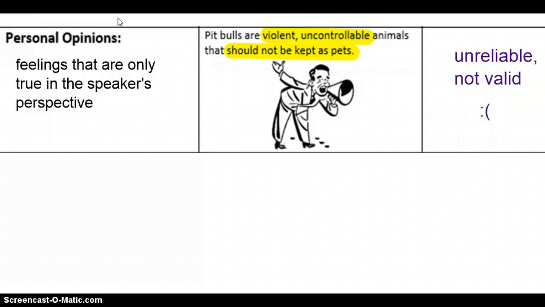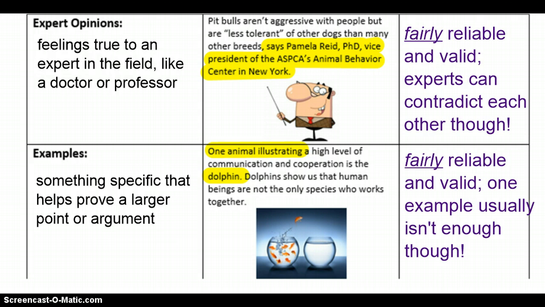And then the phrase "should not be kept as pets." A lot of people probably disagree with that. It's not a fact, it's a personal opinion. Personal opinions are unreliable. They are not valid in terms of evidence. Now, you can still include them as a writer, and you'll see a lot of writers include them, but just understand that those are not terribly reliable, and we always want to be on the lookout for personal opinions.